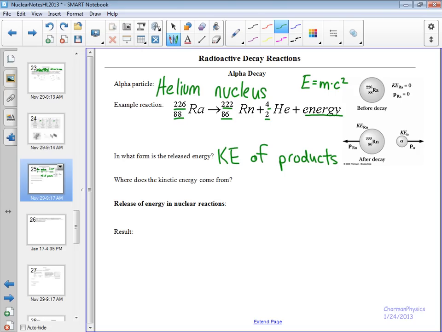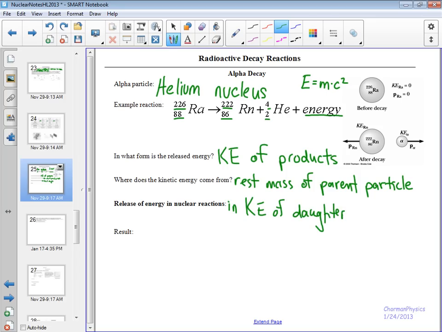The kinetic energy comes from the rest mass of the parent particle, and the release of energy in nuclear reactions, like I said, is in the form of kinetic energy of the daughter particles. So it's that thermal energy, really, that you can think of as being released.